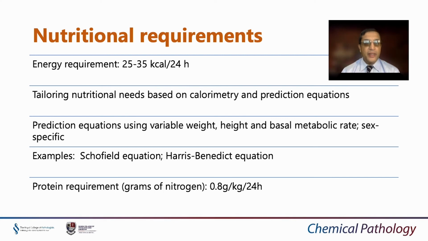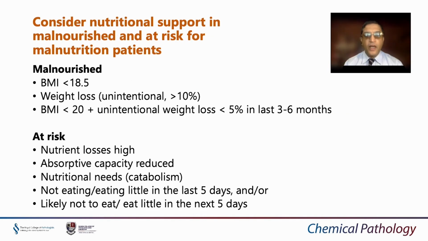The protein requirement also needs to be appropriately adjusted based on patient population, with a requirement of 0.8 grams per kg per 24 hours, reflecting an average adult consumption in health. This will clearly need to be increased by as much as twofold in different types of disease, for example, significant trauma or significant sepsis. Nutritional support can be considered for patients who are malnourished or are at risk for malnutrition.